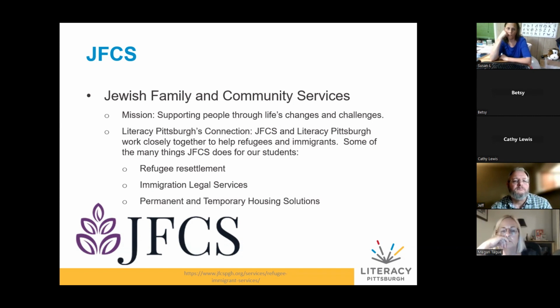And citizenship is a long process. The immigration legal services help the students fill out the big form that they must fill out in order to be considered for citizenship, because tutors and teachers cannot help them fill it out. It's a legal issue. So we often recommend that our students, when they are ready to apply, be referred to the legal services within JFCS.